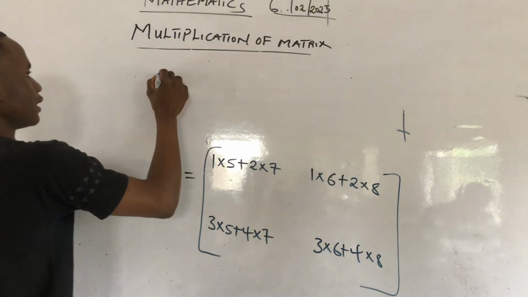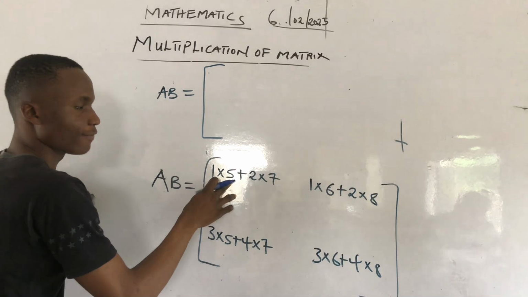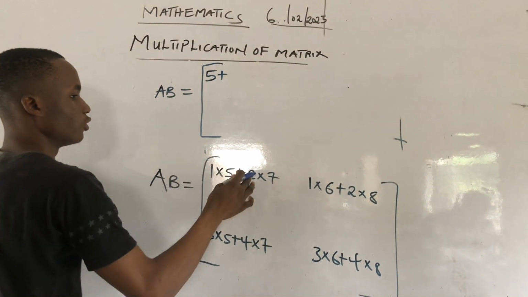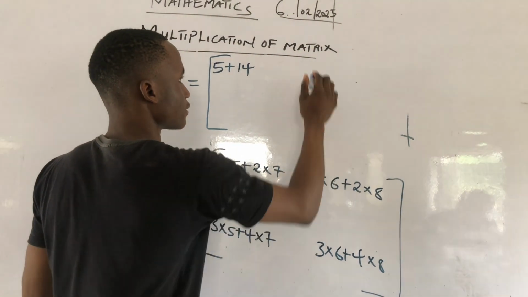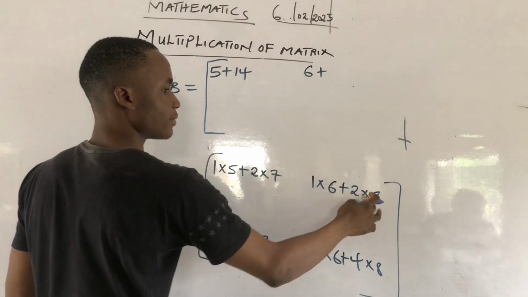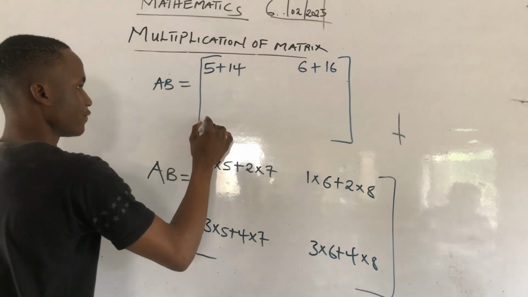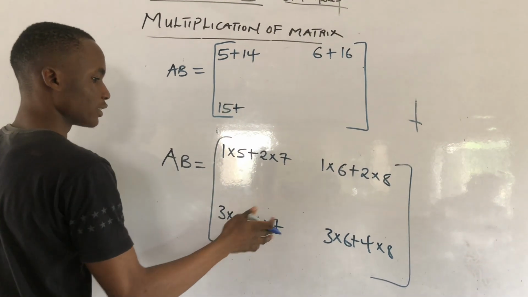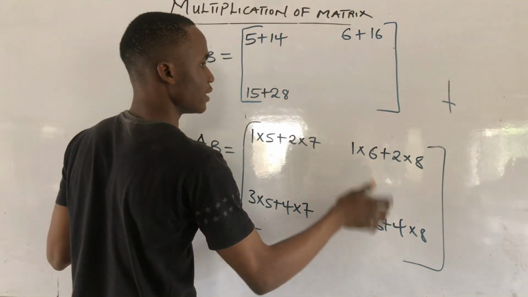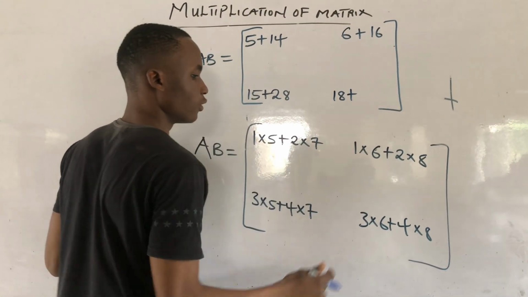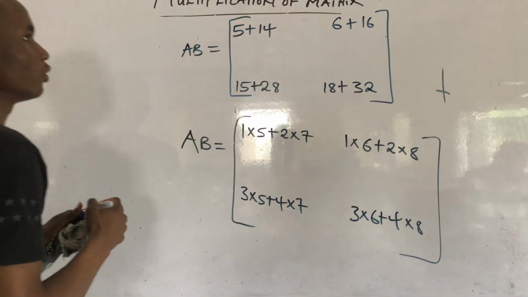So we still have that our AB is equal to, let's go. So 1 times 5 is 5 plus 2 times 7 is 14, right? So 1 times 6 is 6 plus 2 times 8 is 16. Good. Now let's go. 3 times 5 is 15 plus 4 times 7 is 28. Let's go back to this aspect. We have 3 times 6 is 18 plus 4 times 8 is what? 32. Good. So this is what we have.